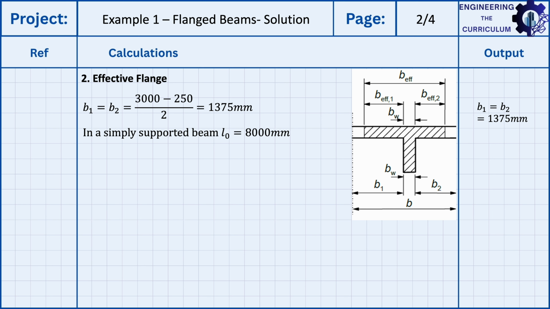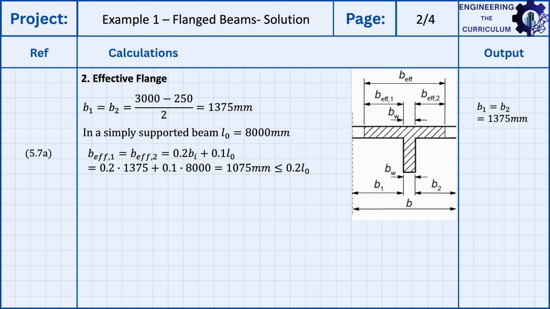In a simply supported beam, looking at the supports of the beam itself, with a span of 8 meters, we get that L0 is 1 times L, in our case, 8,000 millimeters. We can now find what B effective 1 and B effective 2 are. They are 0.2 times B1 or B2 plus 0.1 L0. In our case, that is 0.2 times 1,375 millimeters, which we just found, plus 0.1 times 8,000. And that gives us 1,075 millimeters.